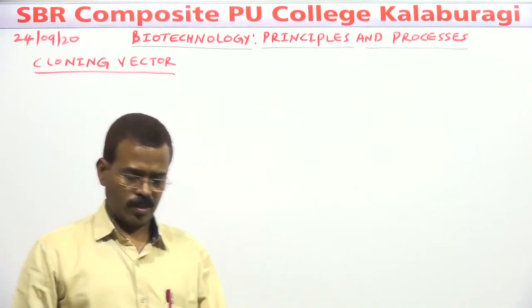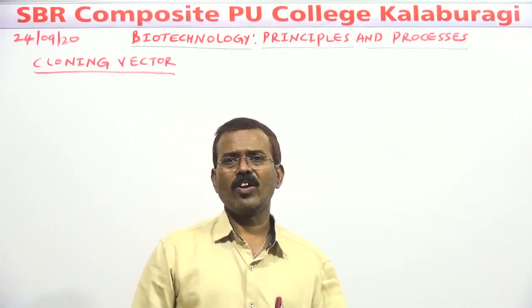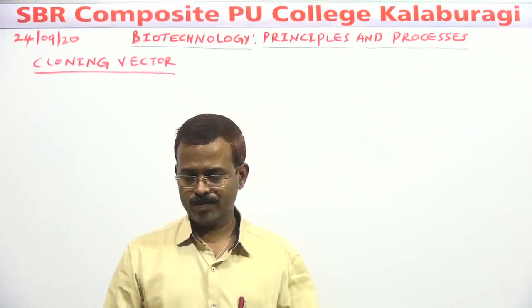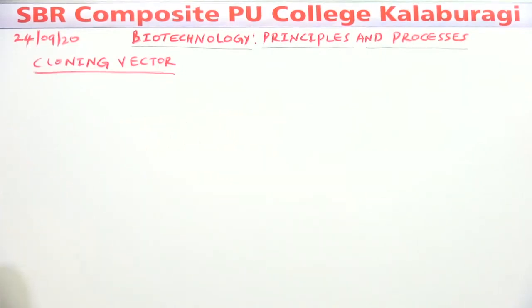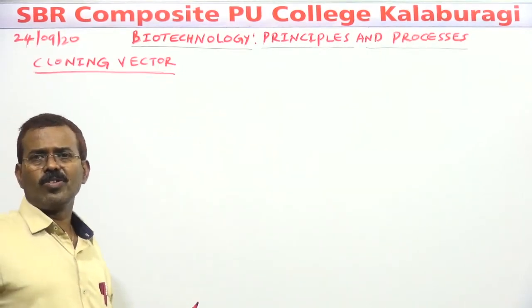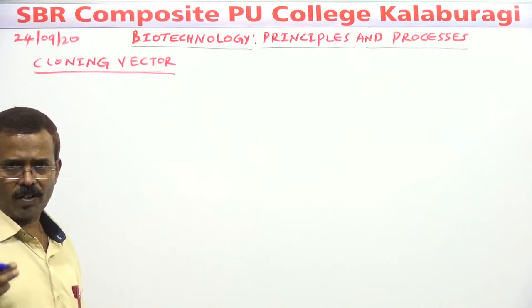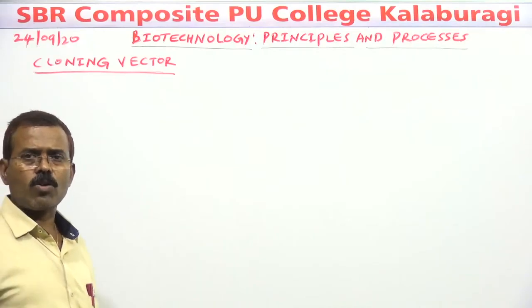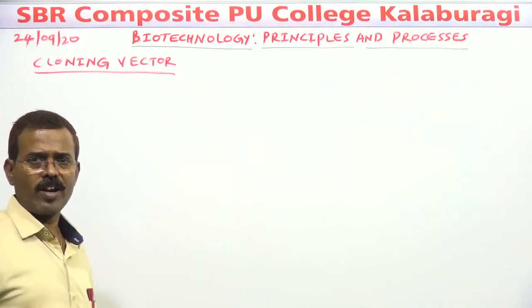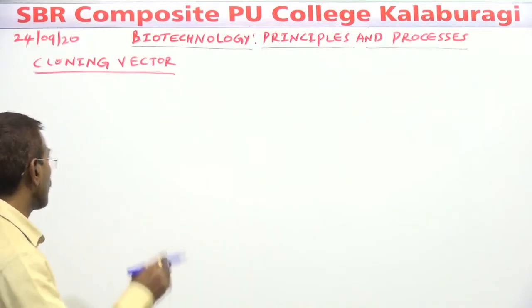Good evening, students. I was discussing cloning vector in the previous class. Vector is the agent which is used to transfer the desired gene from one organism to another organism. And I have listed out which are the vectors which are commonly used in genetic engineering.